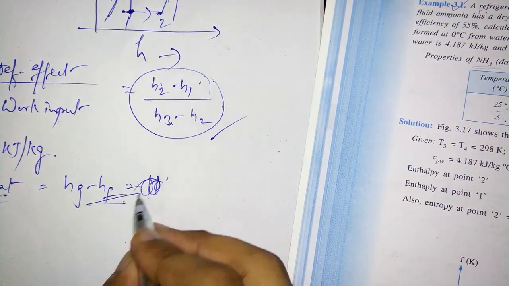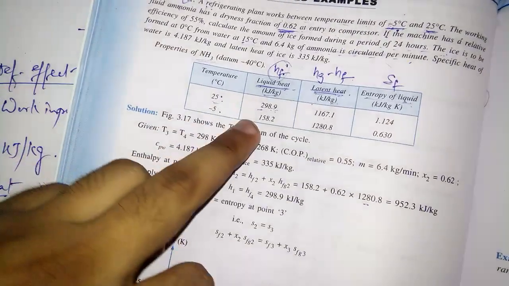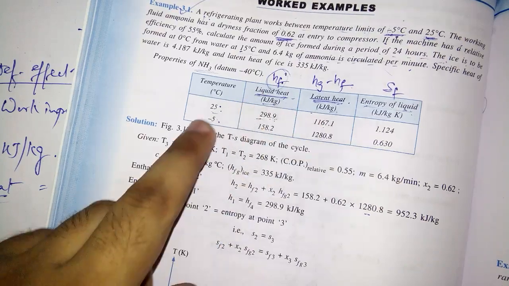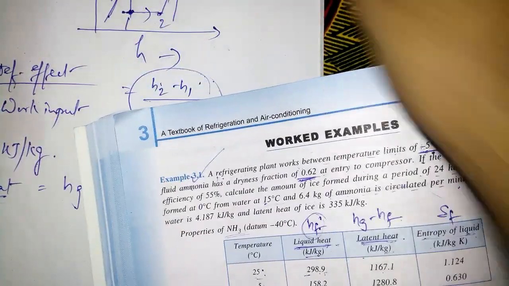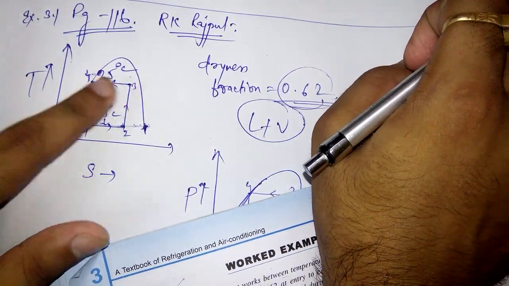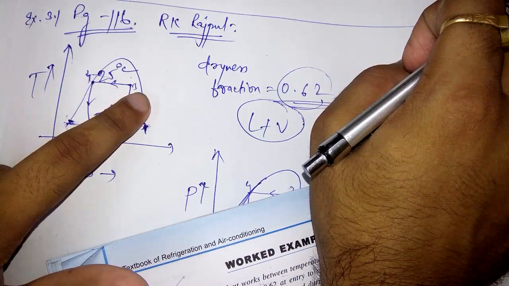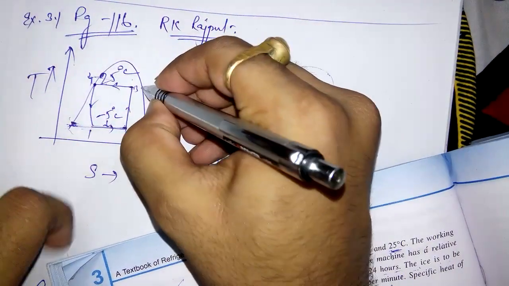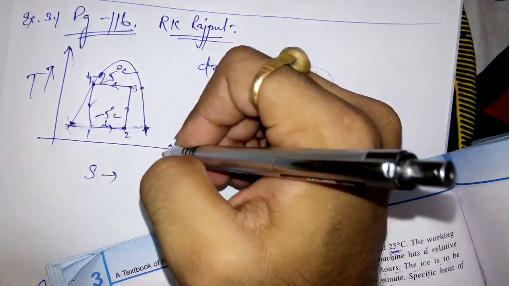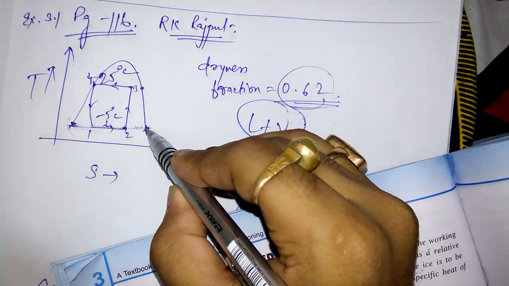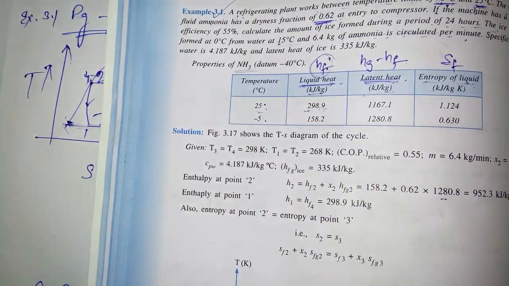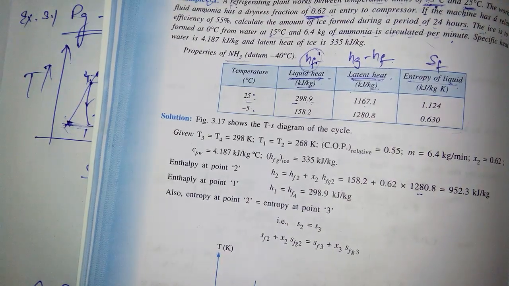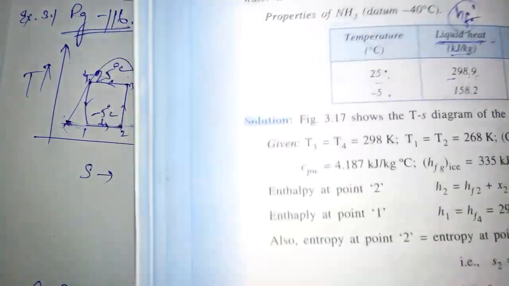It is given to you for 25 degrees Celsius it is this much, and for minus 5 degrees Celsius it is this much. That means for 25 degrees Celsius at this point, Hg minus Hf is given. At this point also Hg minus Hf is given. We will write down that data when we require it.